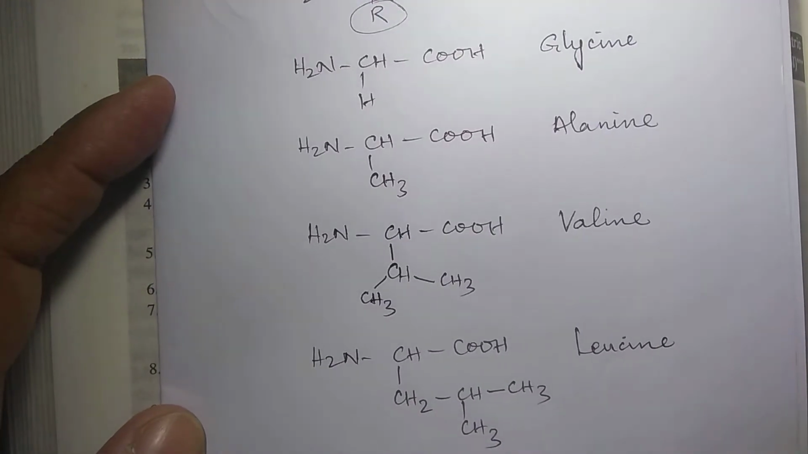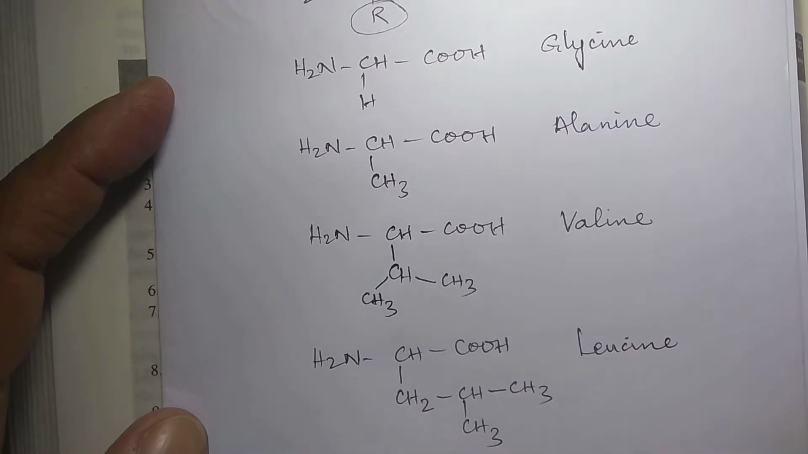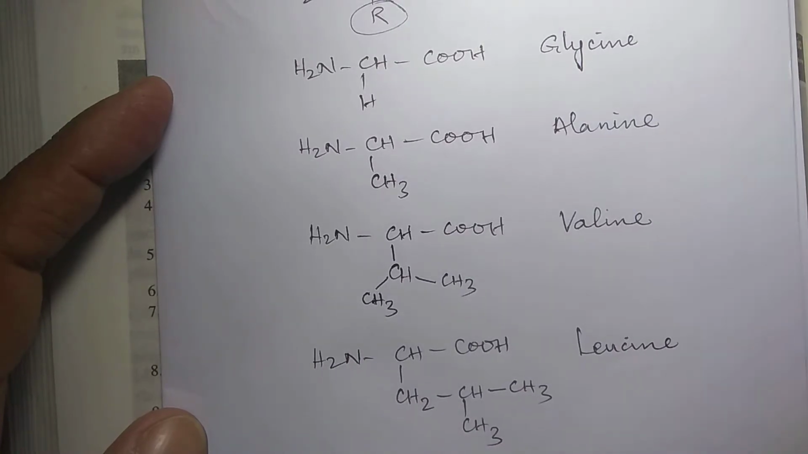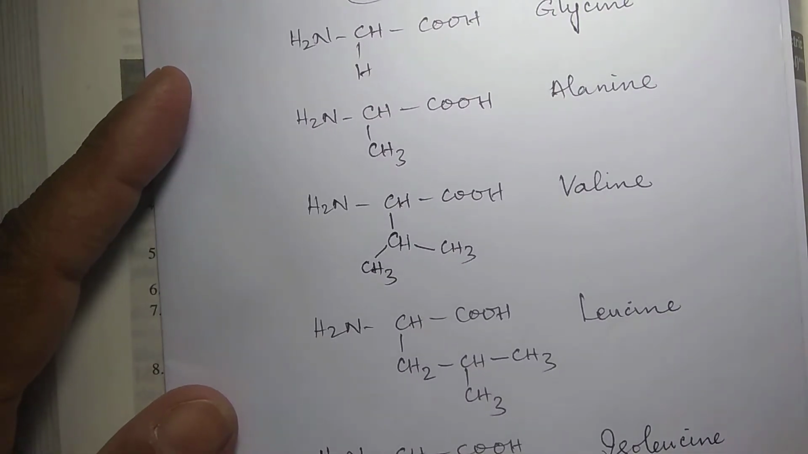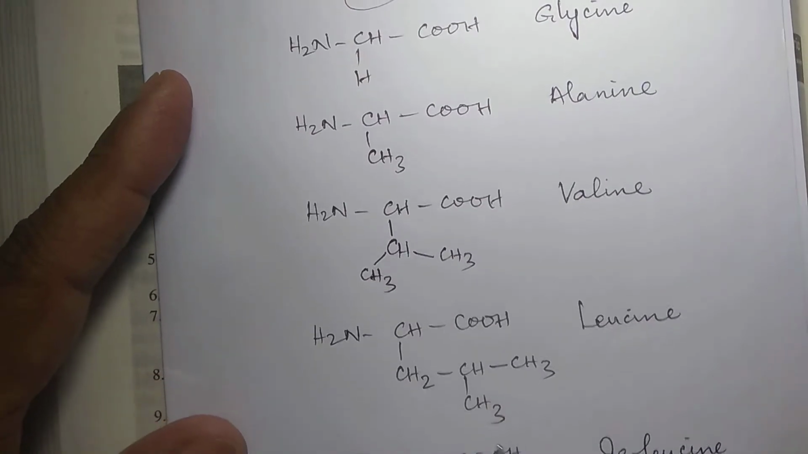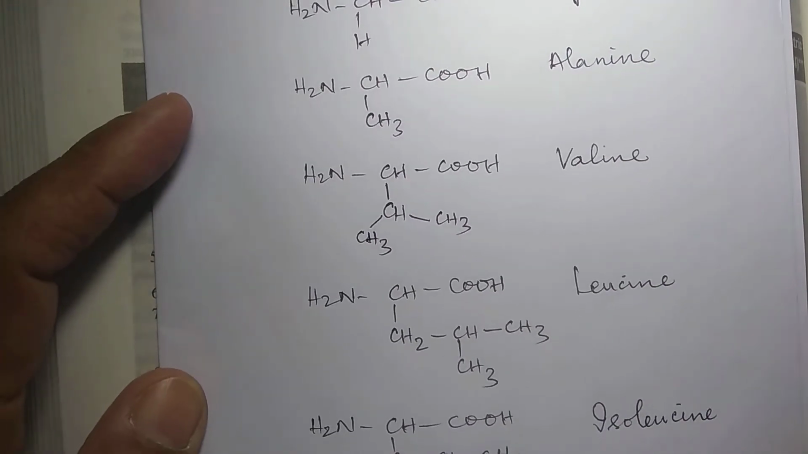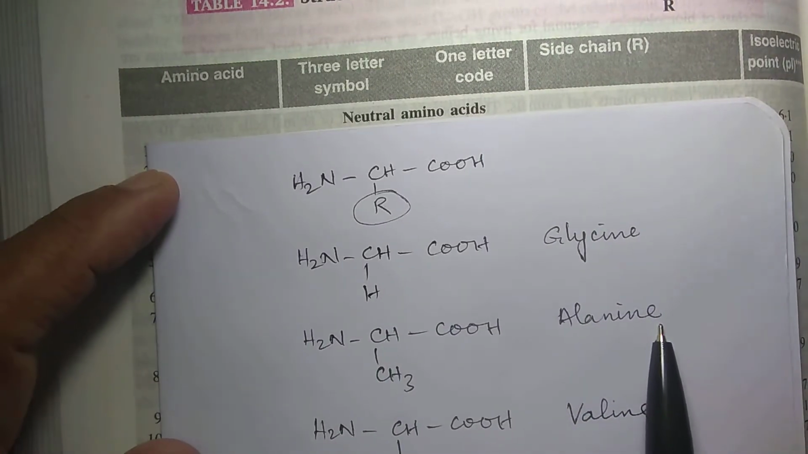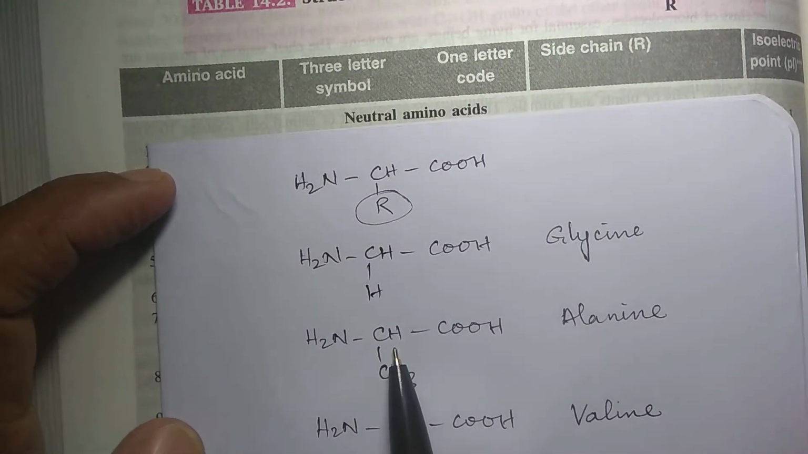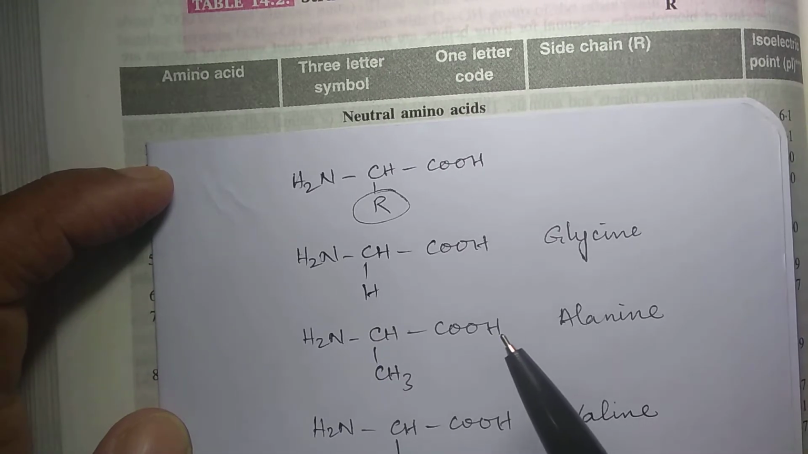Then leucine and isoleucine. This is 2-methyl propyl, whereas this is 1-methyl propyl. You have to number the carbon chain from where the branch is starting. So this will be 1, 2, 3. So it is 1-methyl propyl, and this is 2-methyl propyl. 2-methyl propyl is leucine and 1-methyl propyl is isoleucine. Same way we saw alanine. Alanine is what? This is 2-amino propanoic acid, you can call it, right?